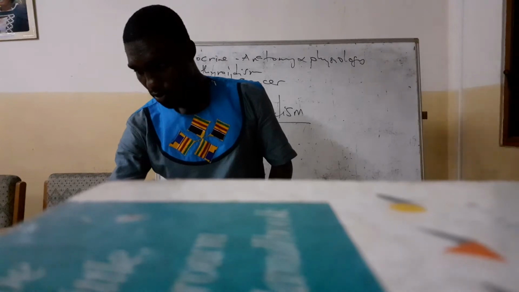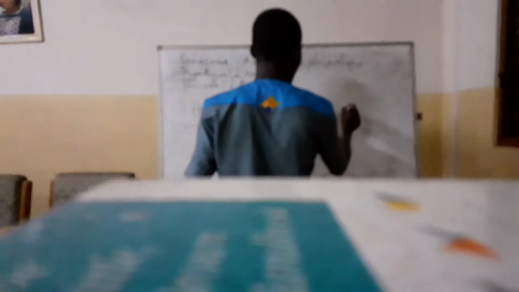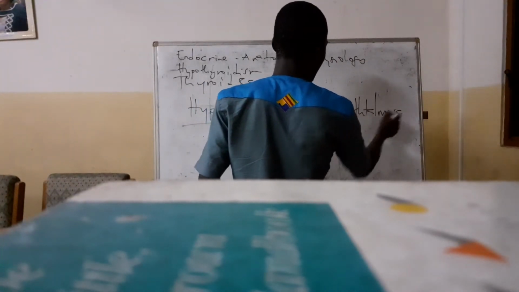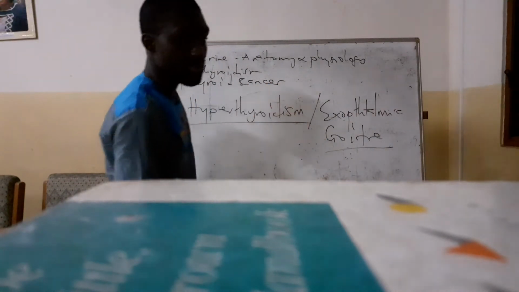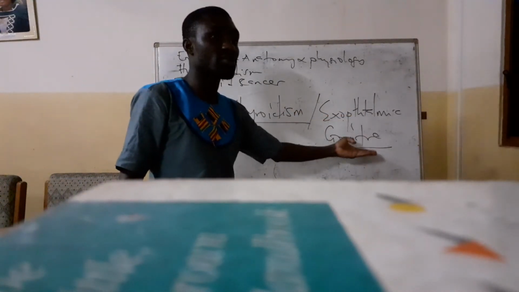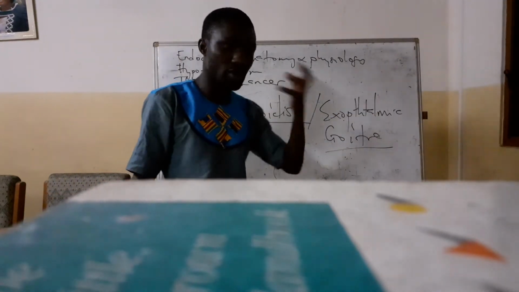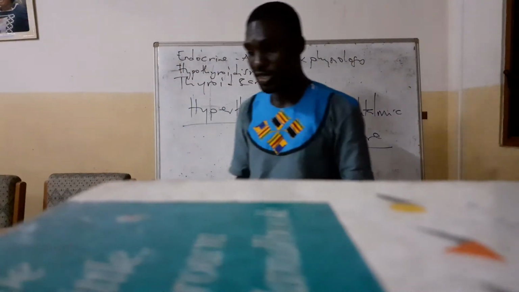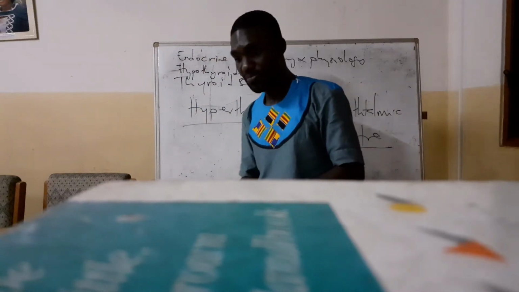Hyperthyroidism, or sometimes you hear of exophthalmic goiter. It's the same as hyperthyroidism, but the exophthalmic goiter is the enlargement of the thyroid gland, whilst the exophthalmos is the protruding eye that the patient with this condition exhibits. So let's look at what hyperthyroidism is.